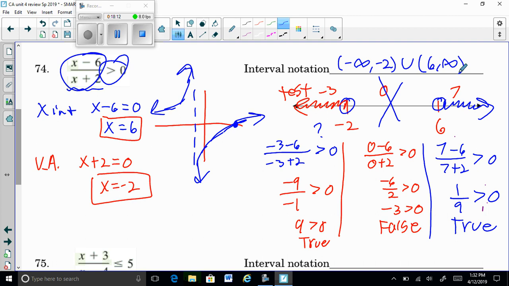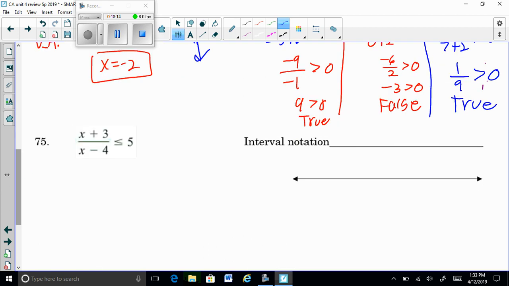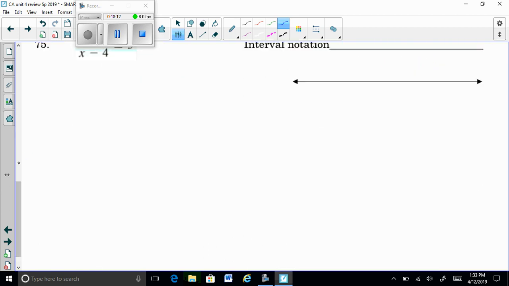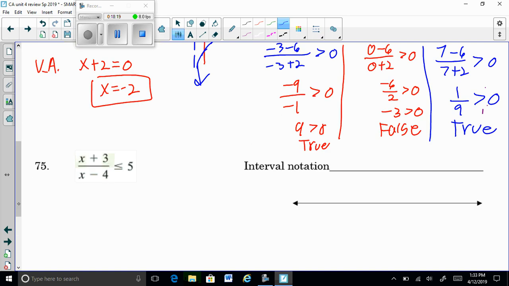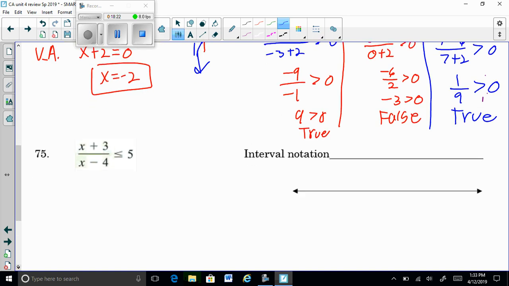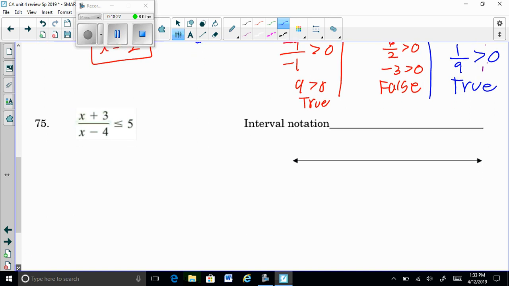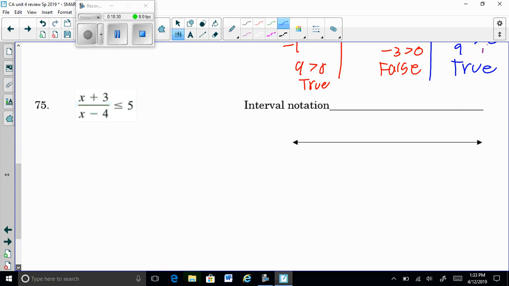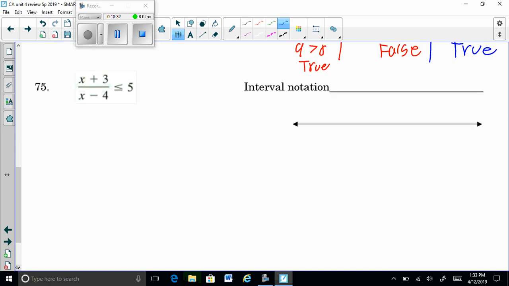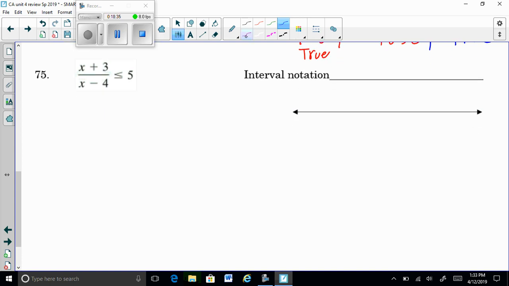Okay, last one. It's going to be done the same way we just saw here. The only difference is in its current format, that's a pretty difficult question to ask. When is it going to be less than or equal to 5? It's going to make life a lot easier if we make it less than or equal to 0. So that's the first thing we're going to have to do here. We're going to go ahead and subtract 5 from both sides. So we got x plus 3 over x minus 4, now we have a -5 right there, less than or equal to 0.